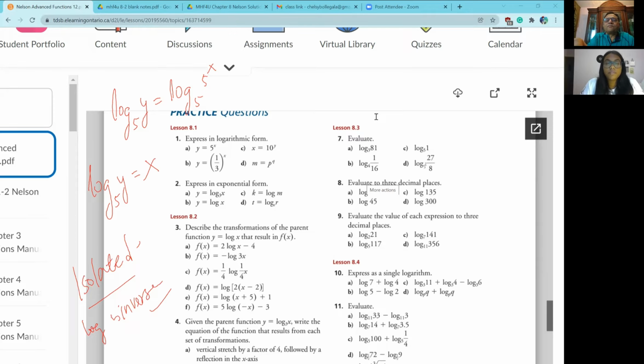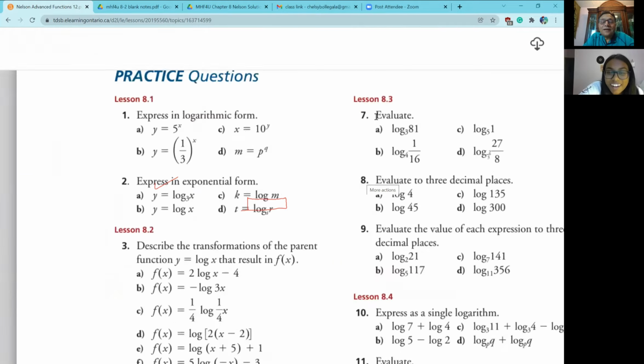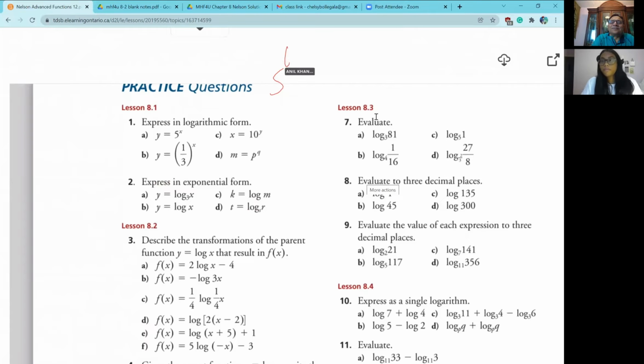Clear? Yeah. Let's take the second question now, which is express in exponential form. So if I have to write it in exponential form, let's take this one. How will I write t equals log to the base of what is it? Sorry, I think s. How will you write this in exponential form? So s to the power of t equals r. Yes, correct. s to the power of t equals r. Perfect. Let's move on to question number 3.